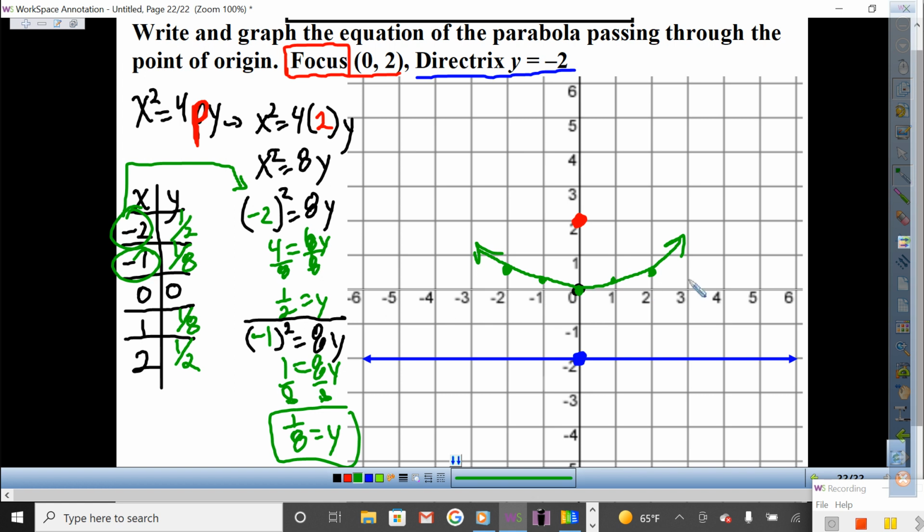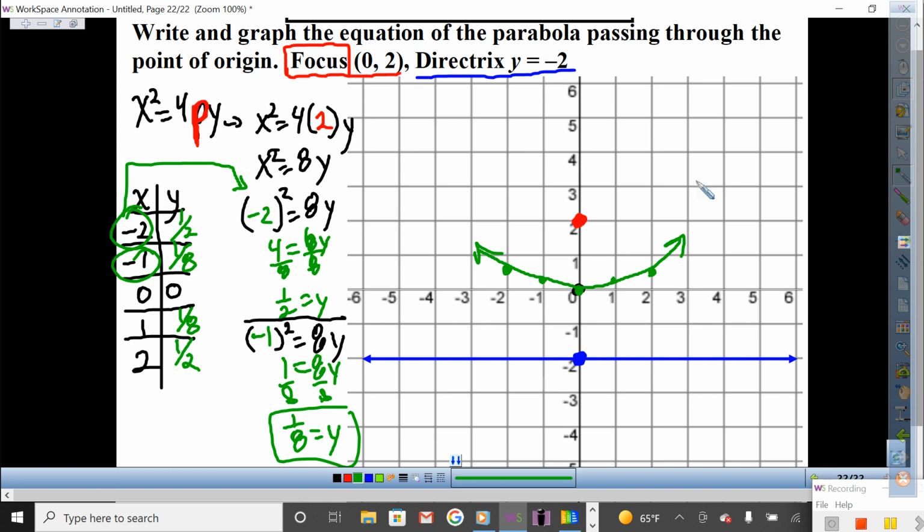Process. Here goes again. What's the first thing we did? Look at the directrix. From there we wrote our equation. From there we plotted our focus, our directrix, and our midpoint. From there I rewrote this equation using the focus for p. And then I created a table with -2, -1, 0, 1, 2 for the domain to find my y. Plot your points. We just need practice.